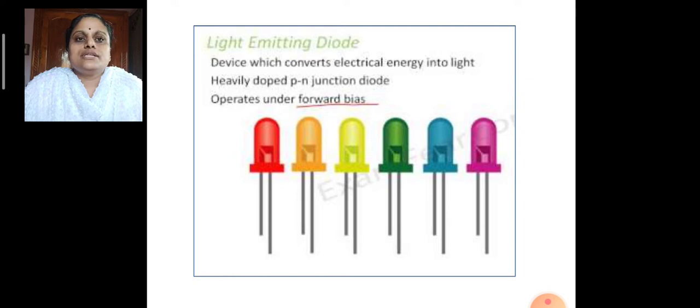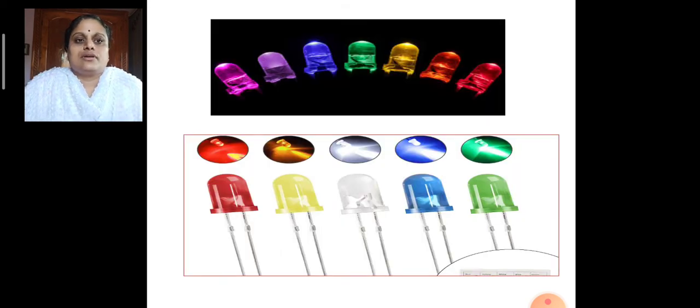So light emitting diode is a device which converts electrical energy into light. It has got a heavily doped PN junction and it operates under forward bias. You might have seen LEDs in various colors.